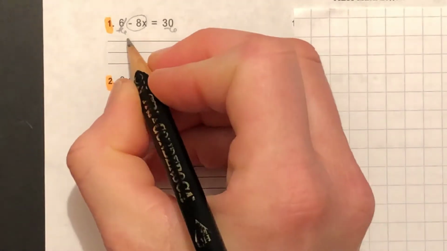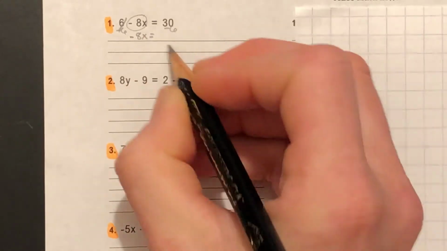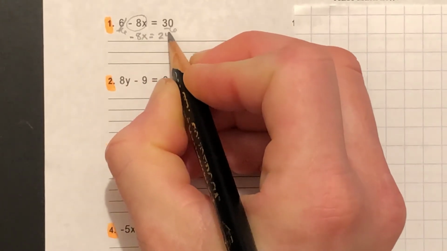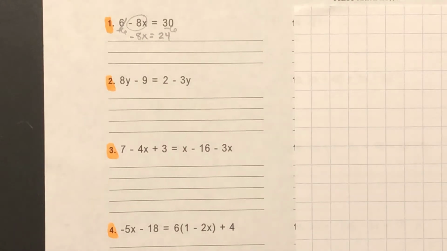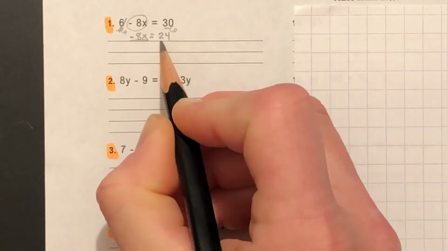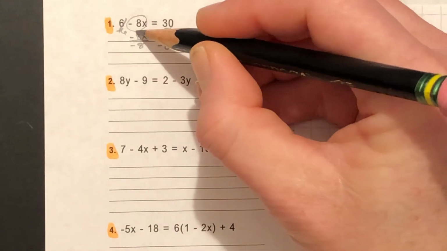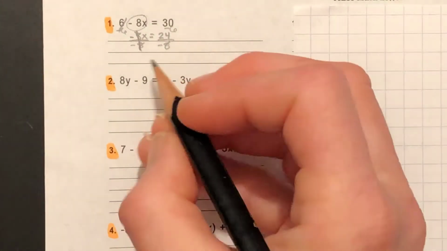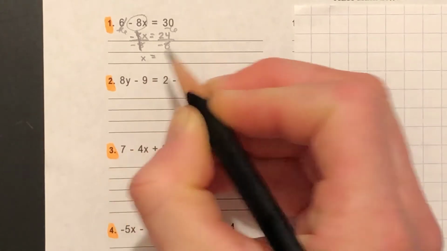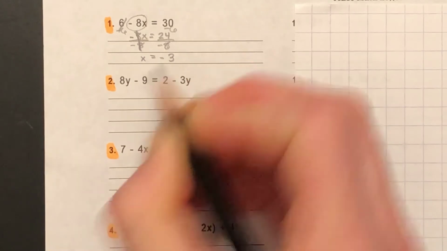That cancels out, so now I have negative 8x equals 24. Now that I have the variable term by itself, I want to get just the variable. I have a negative 8 with the variable, so I'm going to divide both sides by negative 8. When I do that, the negative 8 cancels out, and I'm left with x equals, this is positive divided by a negative, so my quotient is negative 3.